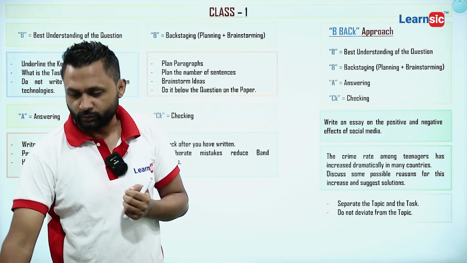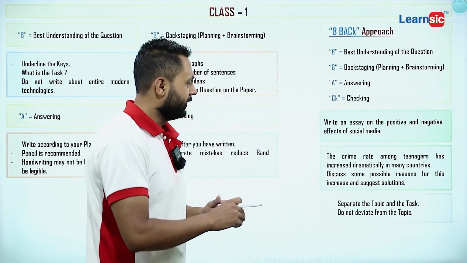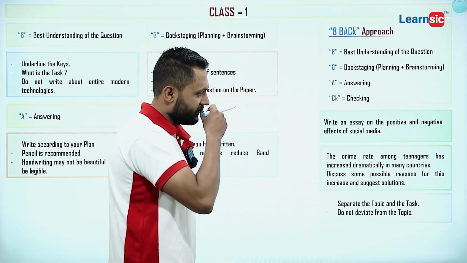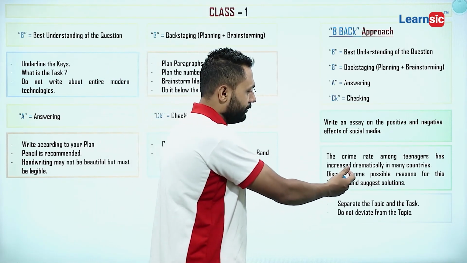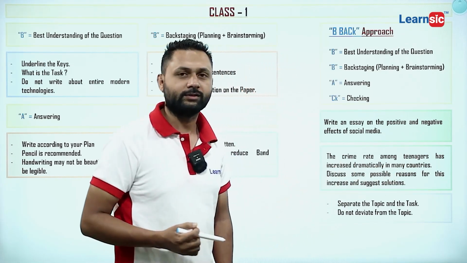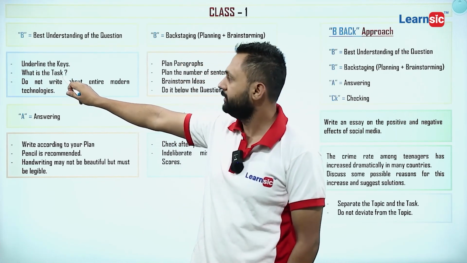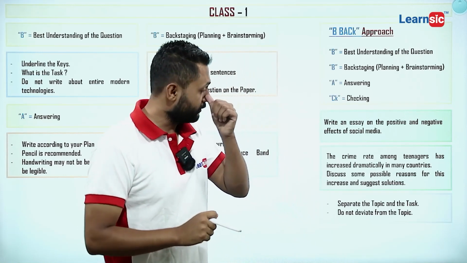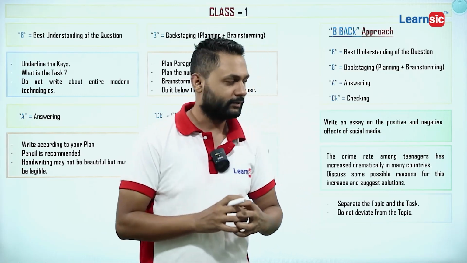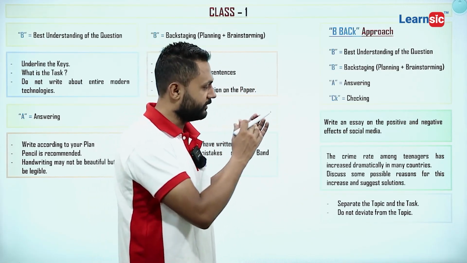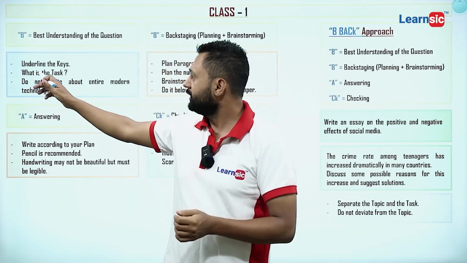Okay, so let's go to one of the real questions of IELTS essay. Let's read this question. The crime rate among teenagers has increased dramatically in many countries. Discuss some possible reasons for this increase and suggest solutions. So here we find that there is a question, what is the task, right? What is the task? Now we have begun our class and I want you to understand everything, every little thing. That's why I will reduce my pace and I will try to make you understand each and every technicality of these answers. So what is the task?